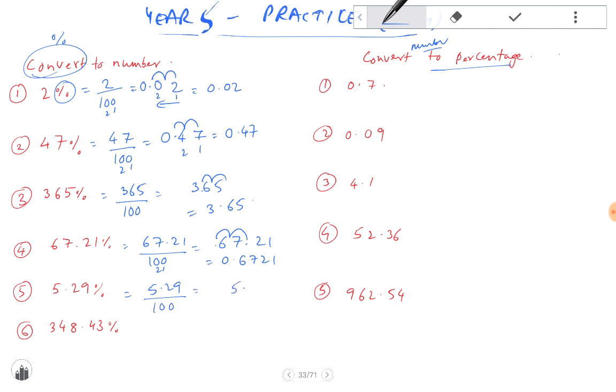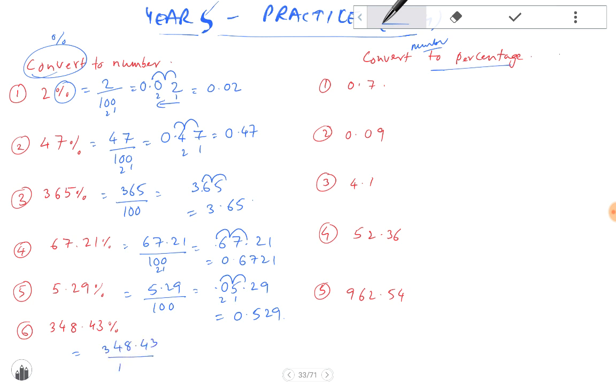With 5.21 percentage, again we divide by 100. Write the same number in the answer section. We have to move it by 2 places. 1, 2. Now we don't have anything here, so we put a 0 and we jump the decimal. So it becomes 0.0521.